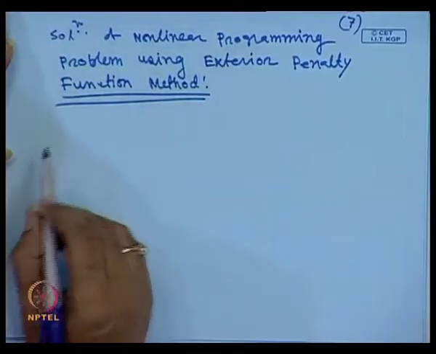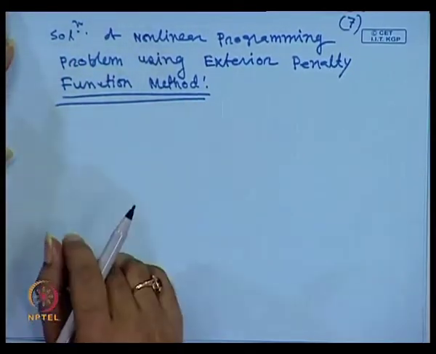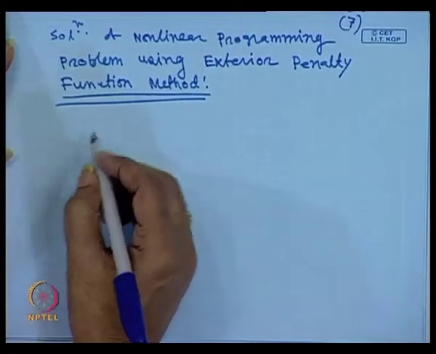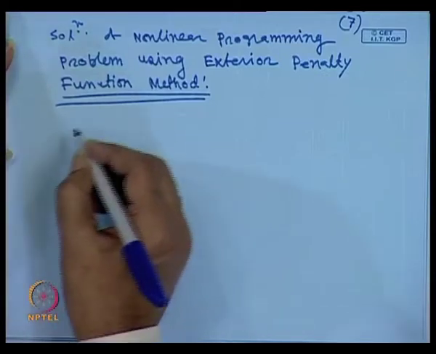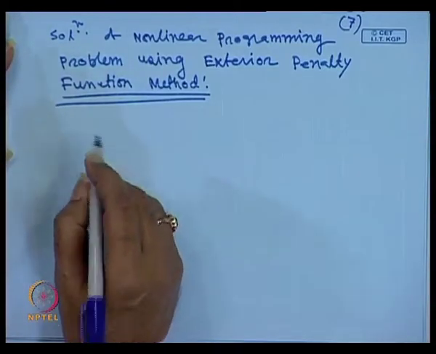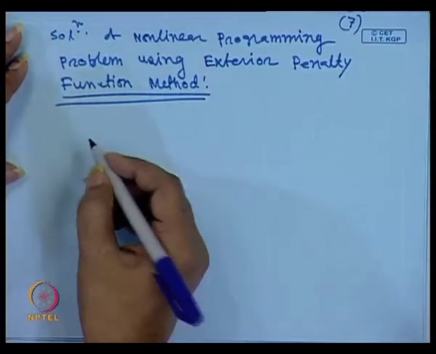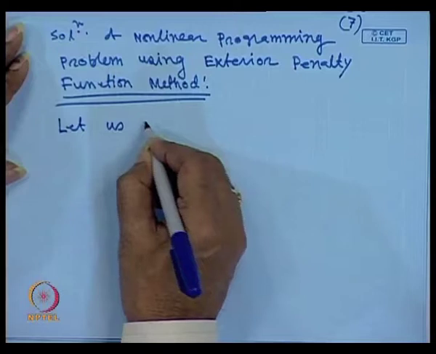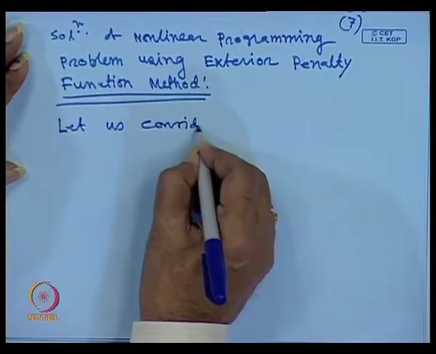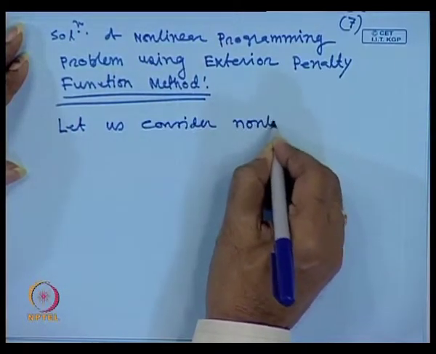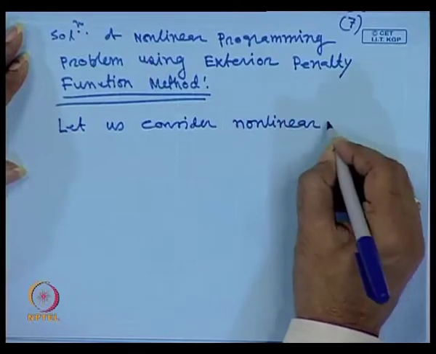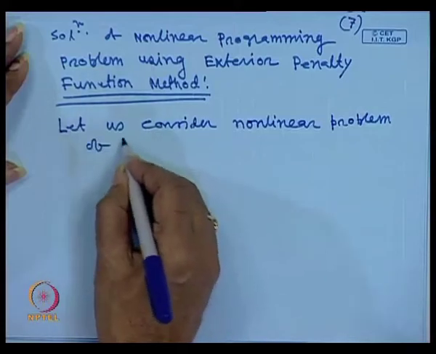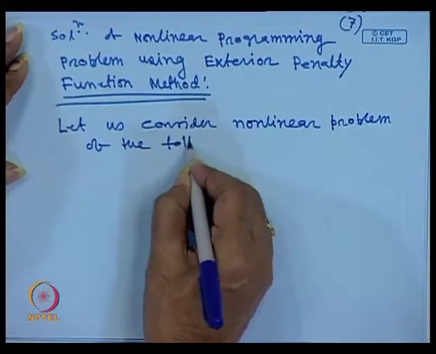So this is our next problem, the nonlinear programming problem, how to solve it by the exterior penalty function method. Let us see the basic statement of the problem. Let us consider a nonlinear problem of the following type.